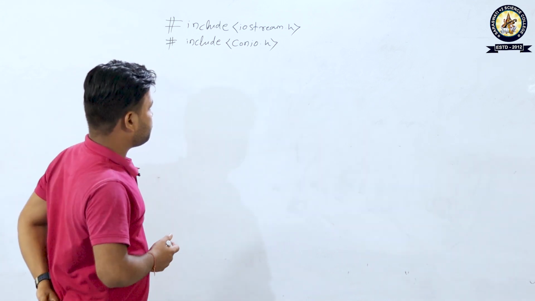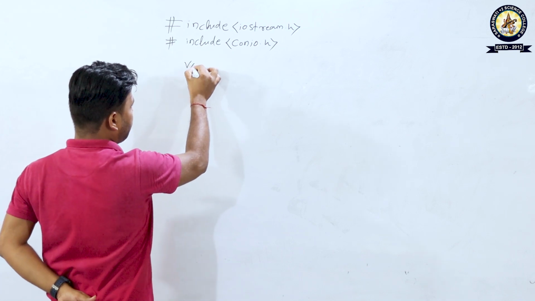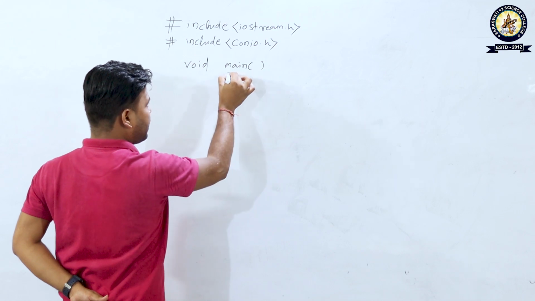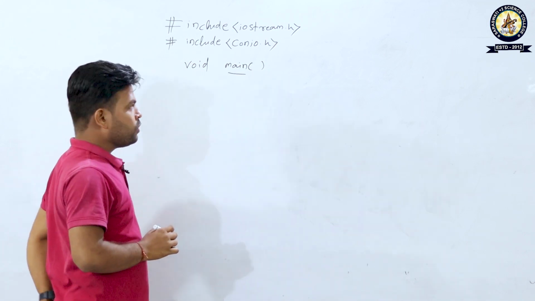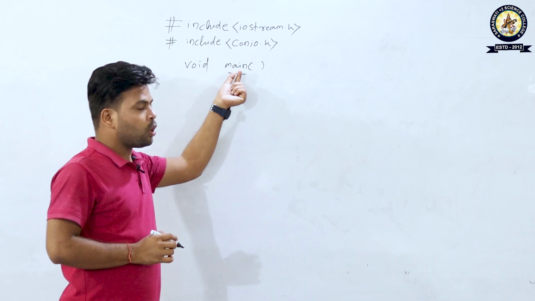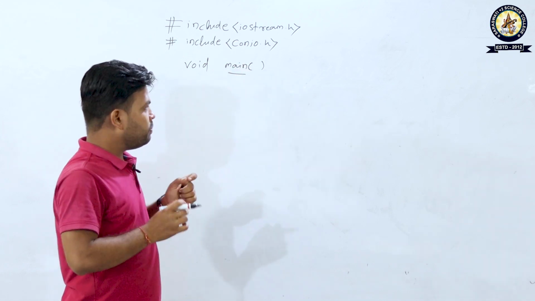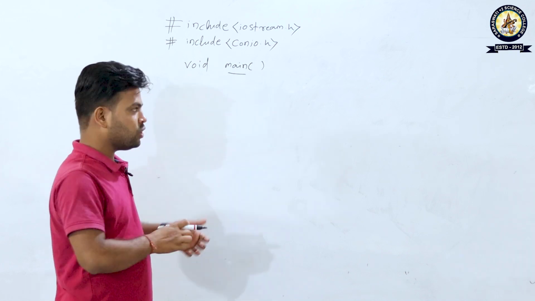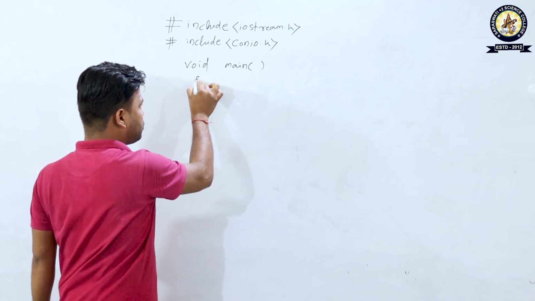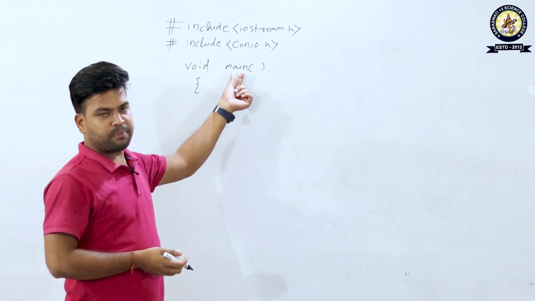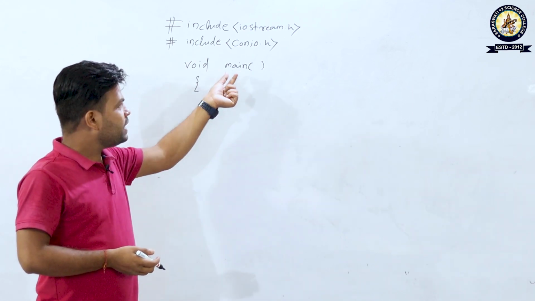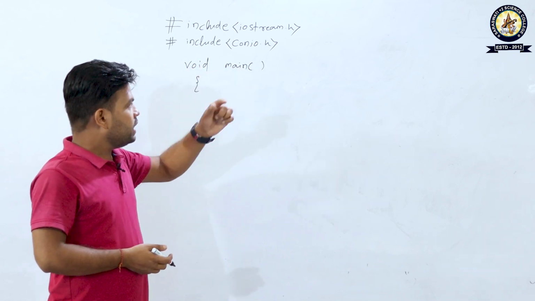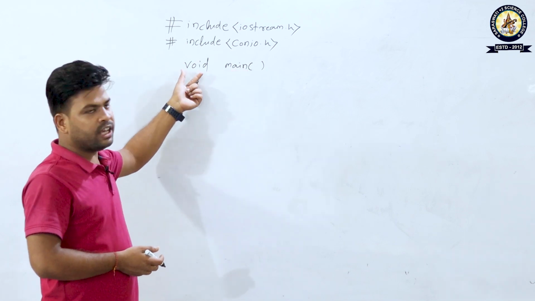Next, you have to write void main. Here main is a function. What is the purpose of the main function? Our program execution starts from the main function. And each function should have a return type.